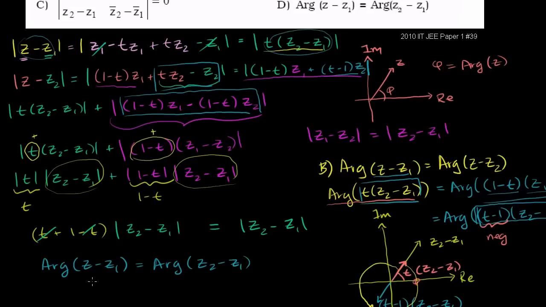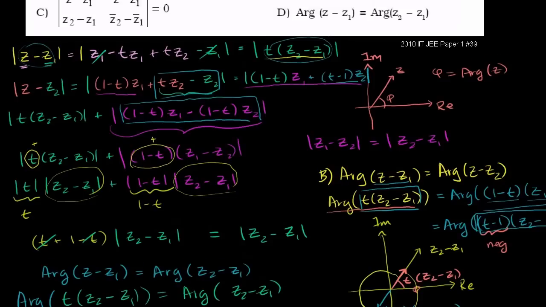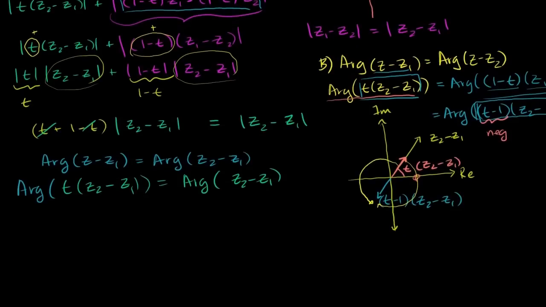So let's think a little bit about this right now. Once again, we already figured out what z minus z1 is equal to. It's equal to this business over here. So this statement is equivalent to the statement that the argument of z minus z1, which is t times (z2 minus z1), leveraging our algebra in the last video, is this equal to the argument of z2 minus z1?